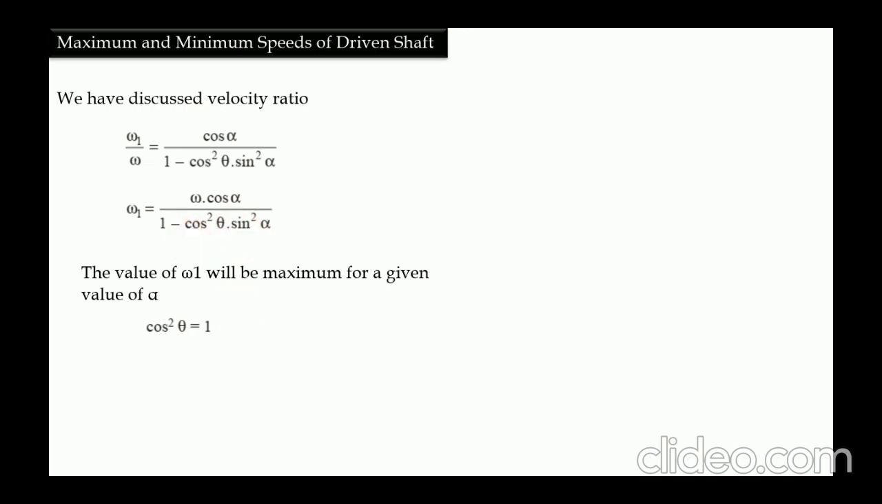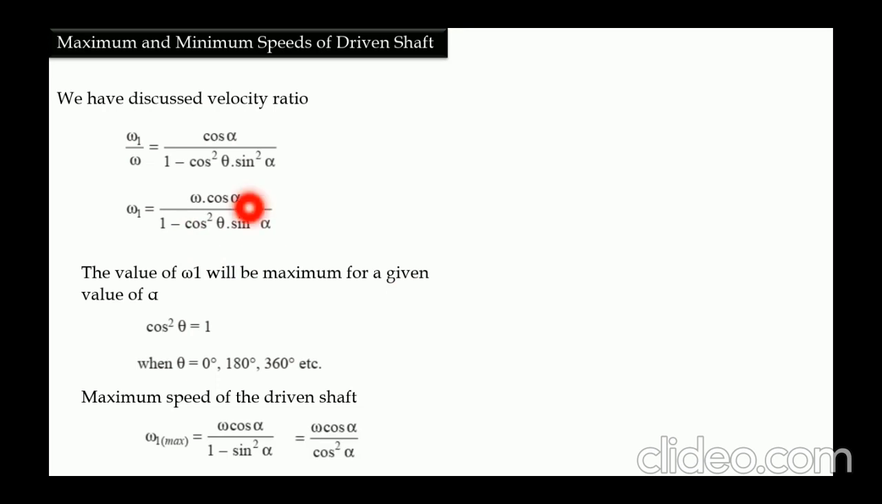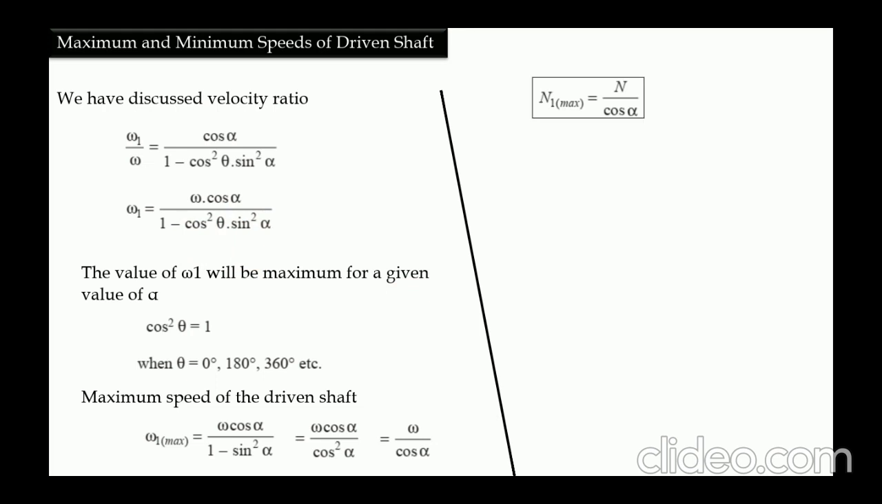So we can substitute cos square theta equal to 1, which happens when theta is equal to 0 degree, 180 degree or 360 degree. If we substitute that value, the maximum speed of the driven shaft will be omega into cos alpha divided by 1 minus sin square alpha, and we know that 1 minus sin square alpha is cos square alpha. So omega cos alpha upon cos square alpha, one term of cos alpha gets cancelled and we get omega upon cos alpha. So the maximum speed of the driven shaft is omega upon cos alpha. Further, in terms of RPM, N1 max will be equal to N upon cos of alpha.